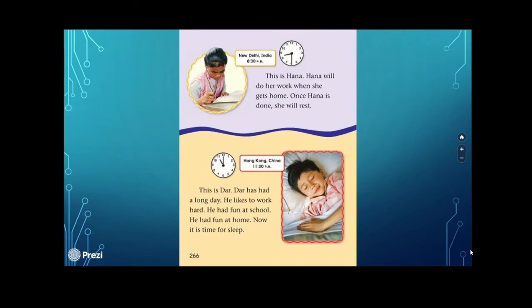So let's think about what we learned on this page about Hannah and Dar. First question for you, as you can see here. What does Hannah do when she gets home from school? I know you can answer that. Next question. What is Dar doing at 11 o'clock at night? As you can see, he is doing something.